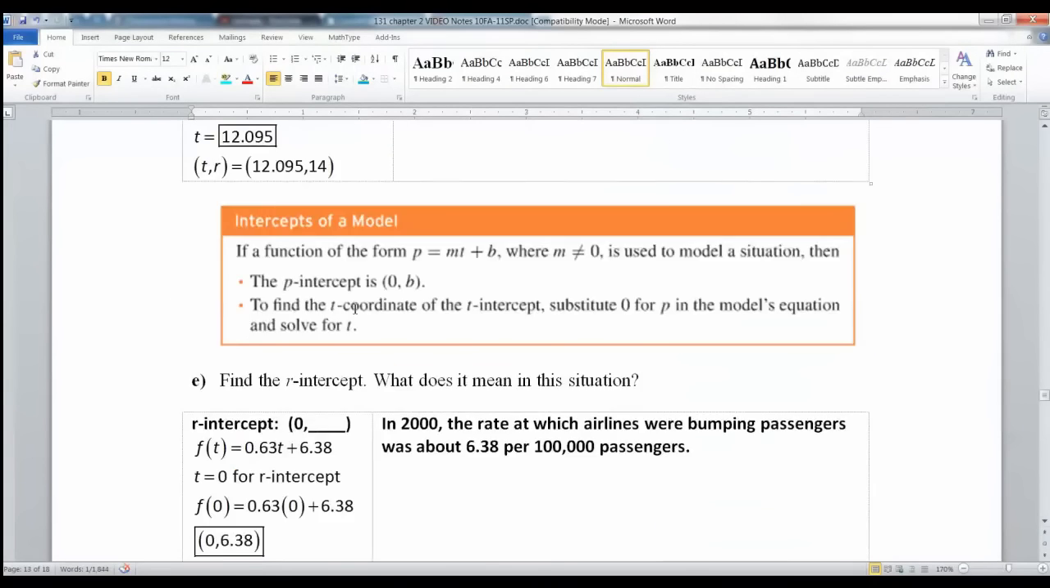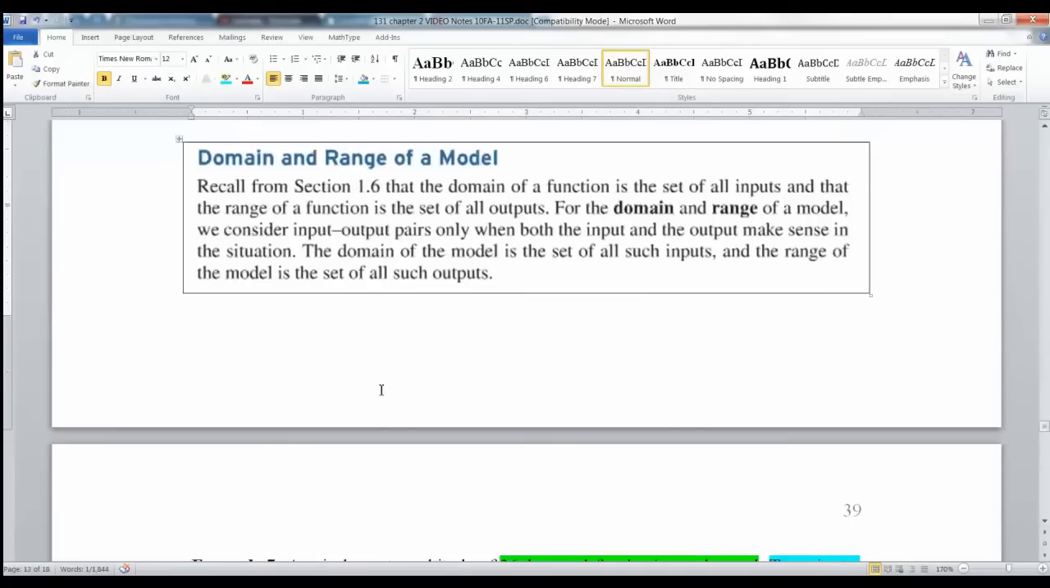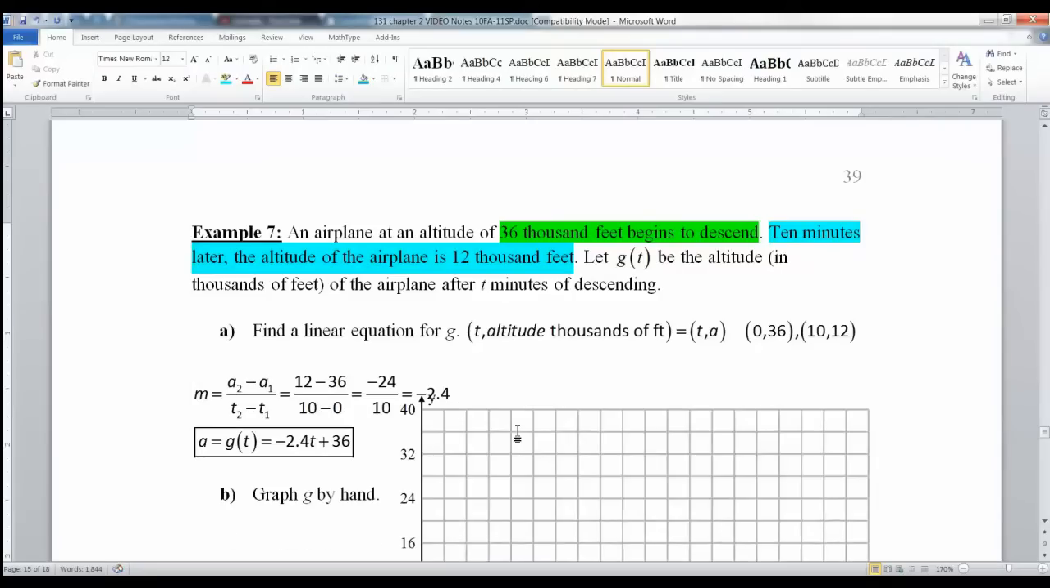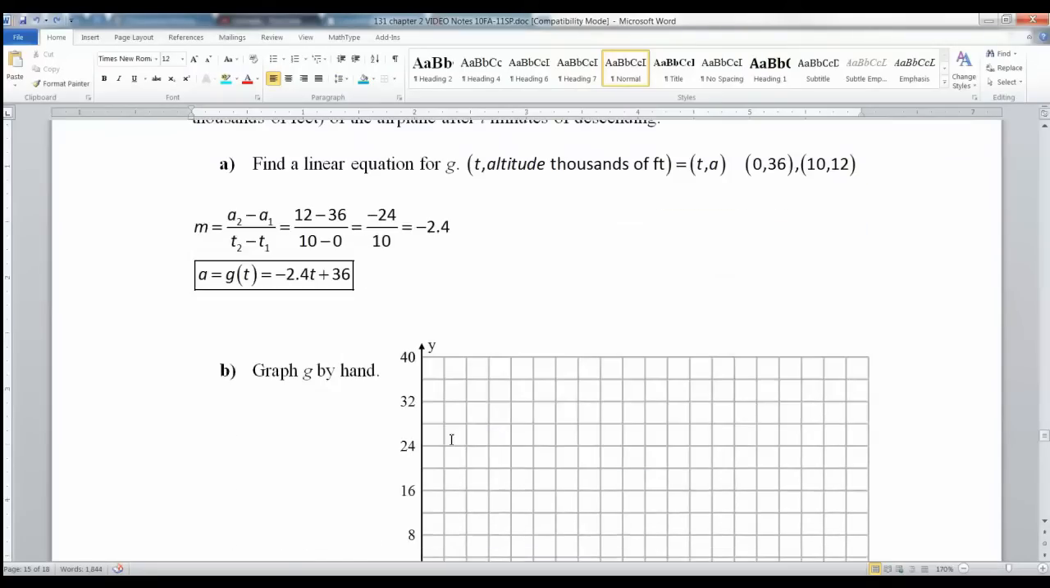Back here, I think I had the same issue, right? On this one, however, they give me my starting time. It begins, i.e. at time 0, I'm at 36,000 feet. So it's 0, comma 36. Once I found my slope, I basically have it because I know the y-intercept, it's right there. It's 0, comma 36. So the b value is 36. Now what? I think we're done with that part. We found the linear equation. That's all they really asked for.